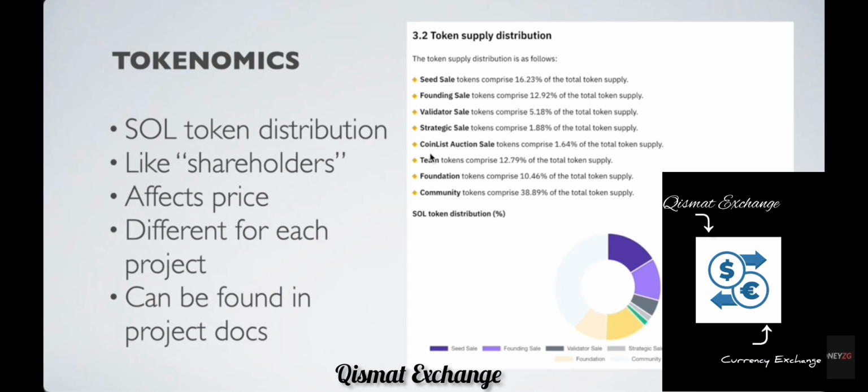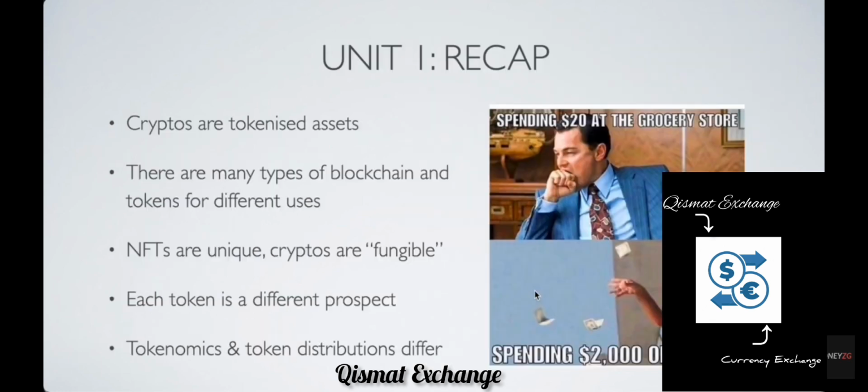You also have how much the team has. So the team itself that developed it has 13%, and then the community has 40%. So you can compare these distributions from one project to the next.